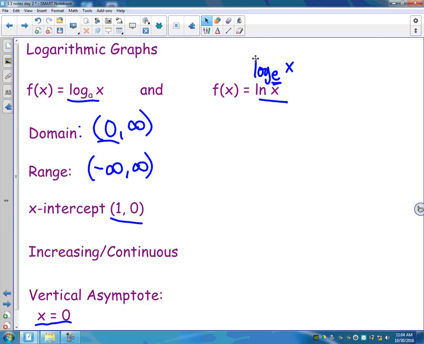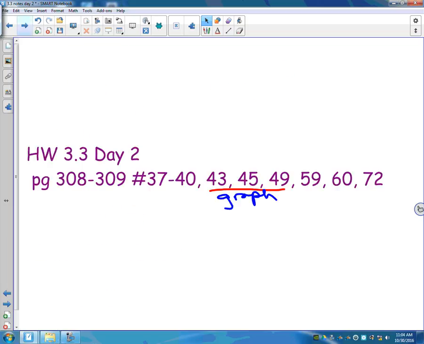So today is a lot more graphing, or at least questions about graphs. This is the homework. Again, please pre-label your paper if you watch this video before class. And I believe 43, 45, and 49 are the 3 that I want you to graph. We'll look at those in class, but disregard the other directions if they say something else. All right?